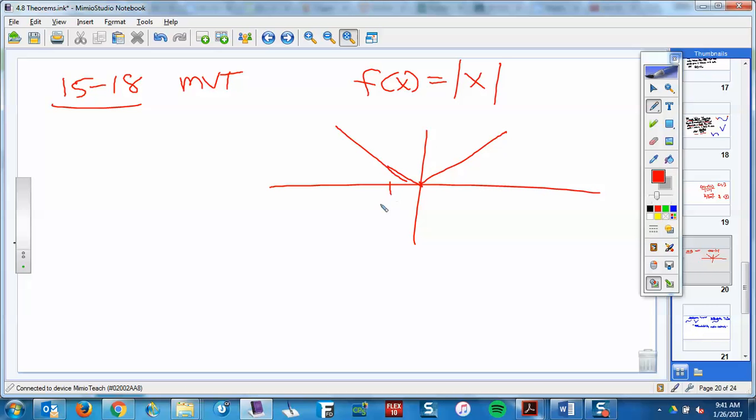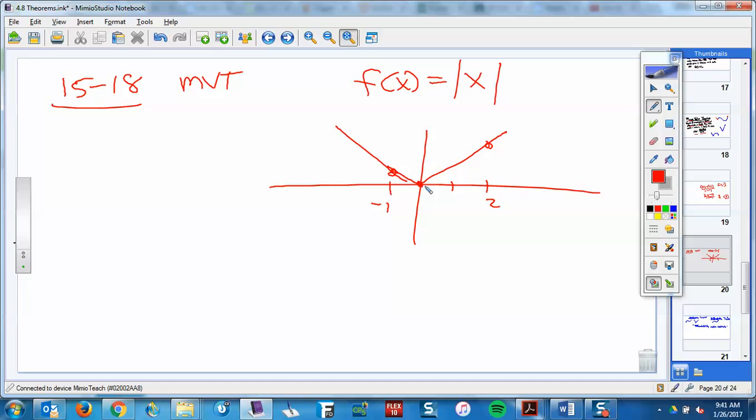Okay, so on 15, does this function satisfy the hypothesis for the mean value theorem from -1 to 2? Does it satisfy the hypothesis? No, because the hypothesis is it's got to be continuous and differentiable. Well, clearly between there, it is not. The derivative doesn't exist right there at 0. So no, it does not.